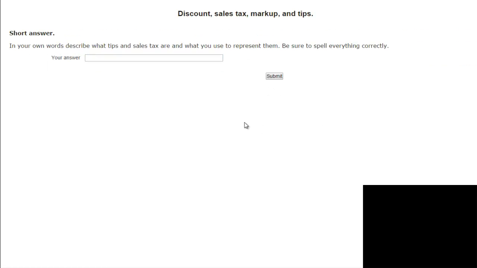In this question, the student is required to describe what the tips and sales tax is based on what they watched. So in other words, tips and sales tax is simply an amount that is added to the price, and it's represented by the percent symbol. So the student types in, for example, amount added to the price, and it is represented as a percent. So once again, my keywords over here are added, price, and percent.